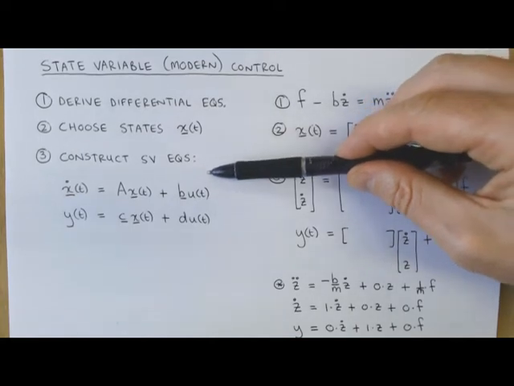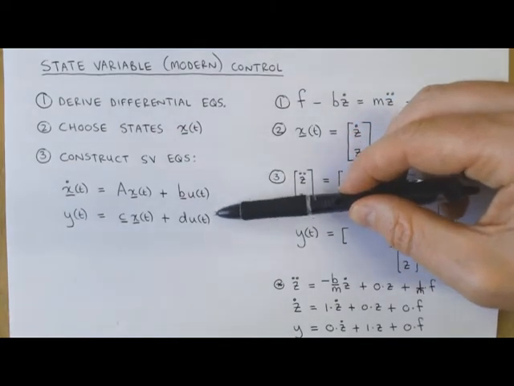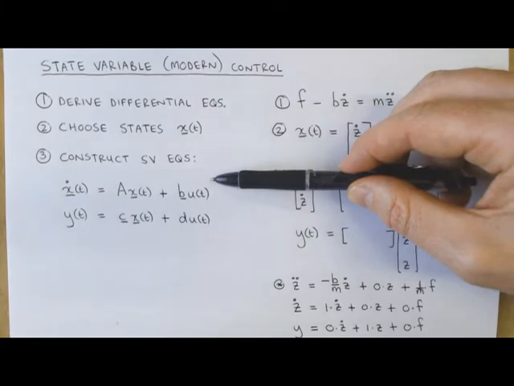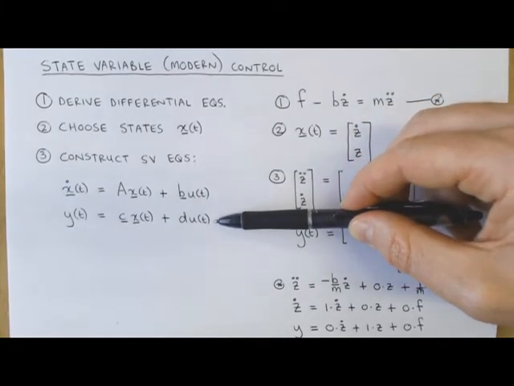And lastly, we manipulate the differential equations to write them as the following two matrix equations called the state variable equations. The first equation is called the state equation and the second equation is called the output equation.